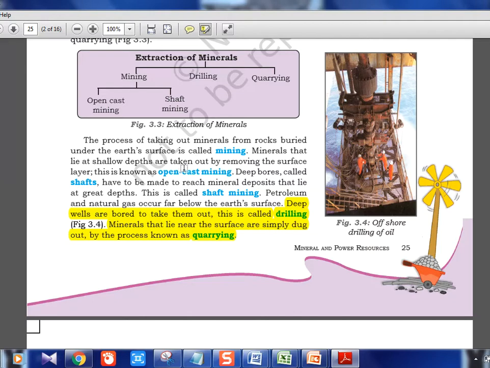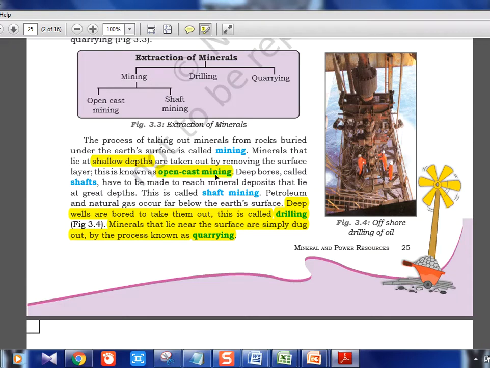But what is the difference between open cast and shaft mining? Open cast mining means it's at shallow depth, meaning lower depth, and minerals are taken out by removing the surface layer. If you remove a little bit in the open surface itself, on the top layer itself, you will get the minerals. That is open cast mining.